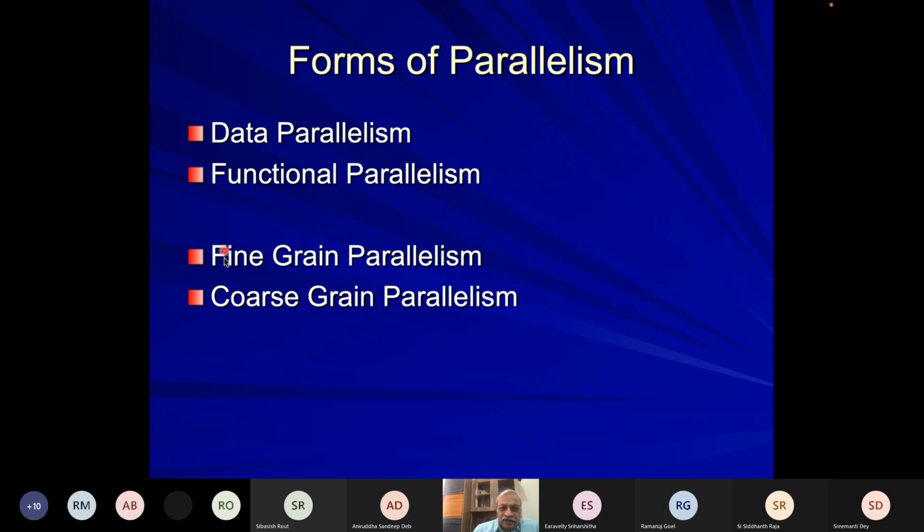The parallelism could be fine-grained or coarse-grained. Fine-grained means that you are looking at instruction level. Can we do more instructions in parallel? Coarse-grained means that you have bigger pieces of computation which you can do in parallel. Okay.